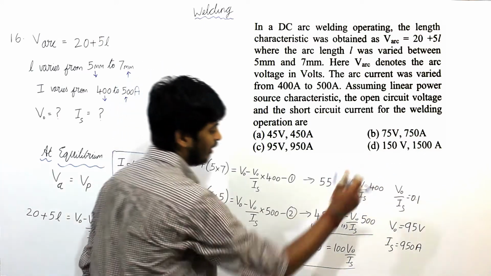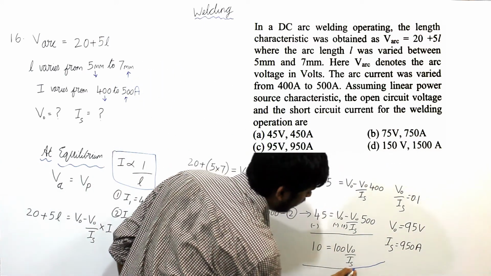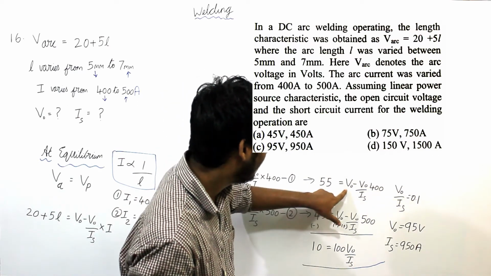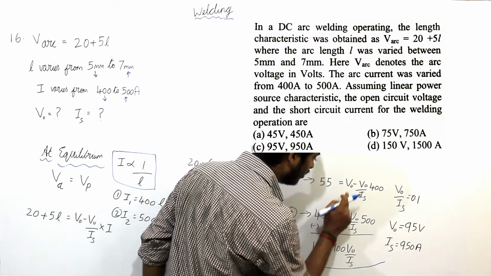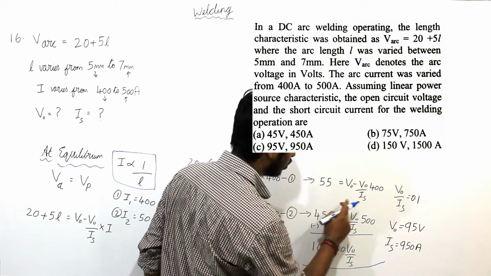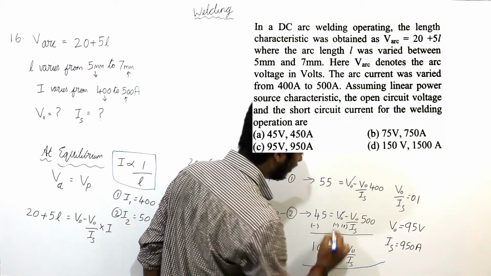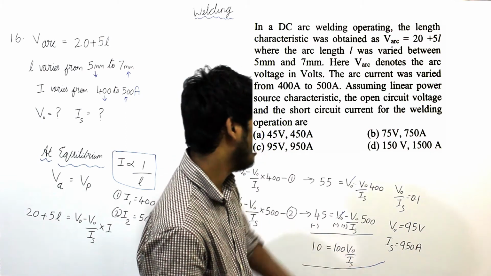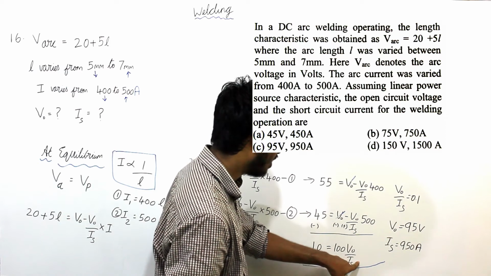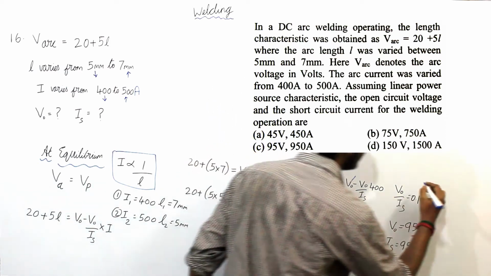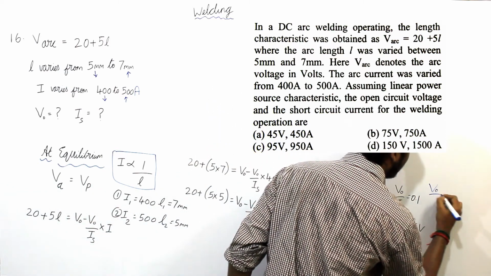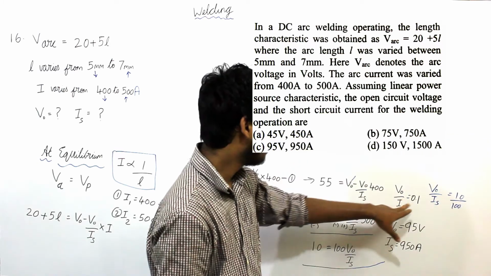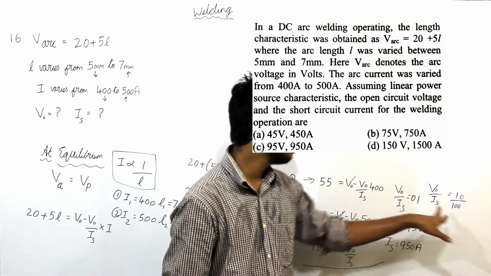Now I am taking the difference of these two equations. 55 minus 45 is 10, and this is positive V0 and this is negative V0, so these two get cancelled. Finally, I get 10 is equal to 100 V0 by IS. So V0 by IS is equal to 10 by 100, which is 0.1.